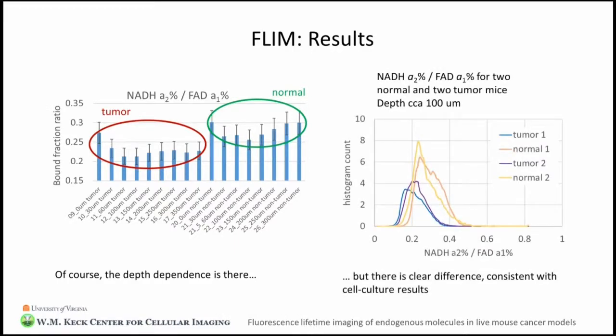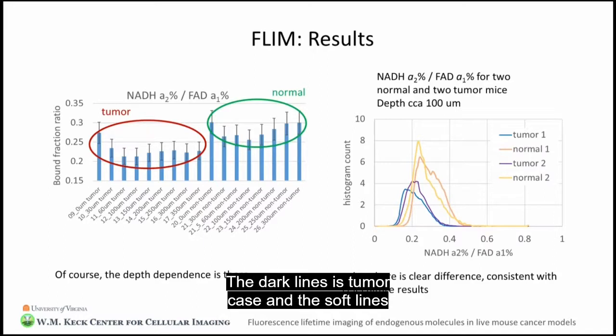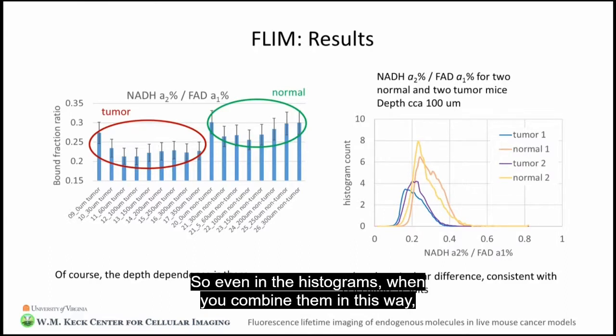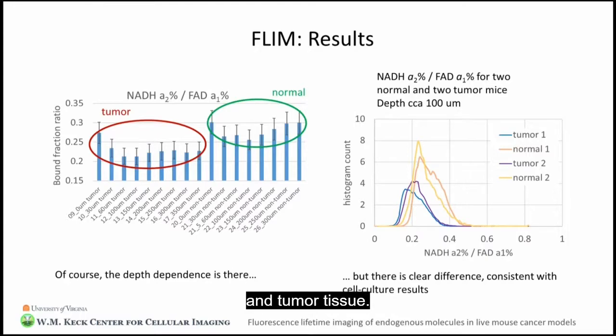If you look at histograms, this is data from 2 mice. The dark lines are the tumor case, and the soft lines are the normal tissue. So even in the histograms, when you combine them in this way, you can see quite a clear difference between normal and tumor tissue.